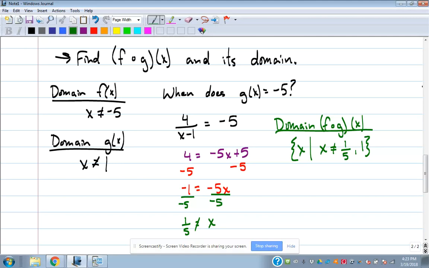Is the second function's restriction always going to be in the... Absolutely, yes. Okay. The second function's restriction will always be in your domain of your composite function. Always. Great observation. Yes, sir.